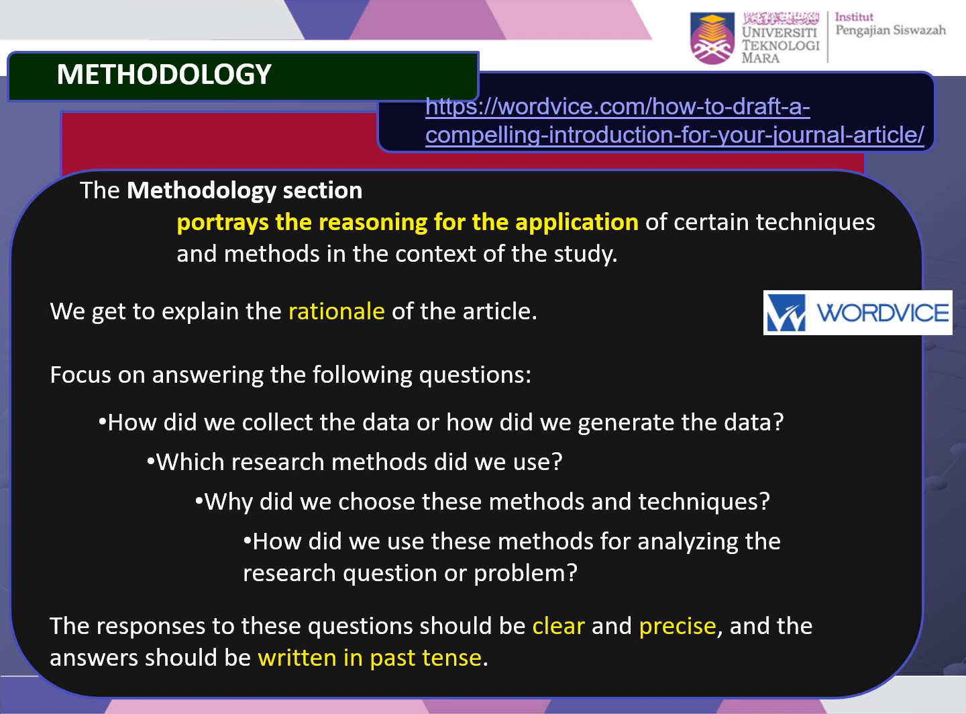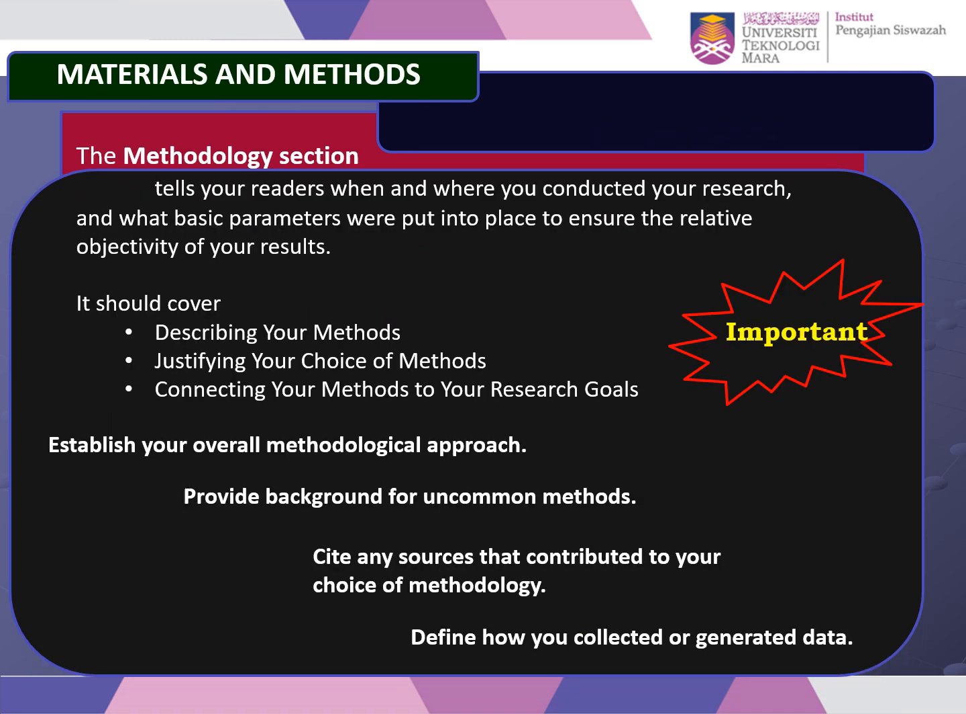So this again reflects, if you do a good literature review, it can give you the insight why we choose this method, or you can explain again in the methodology. And then how did we use these methods for analyzing the research questions or problem? How we used this method. The responses to these questions should be clear and precise, and the answer should be written in past tense. The method section tells your reader when and where you conducted your research, and what basic parameters were put into place to ensure the relative objectivity of your results.